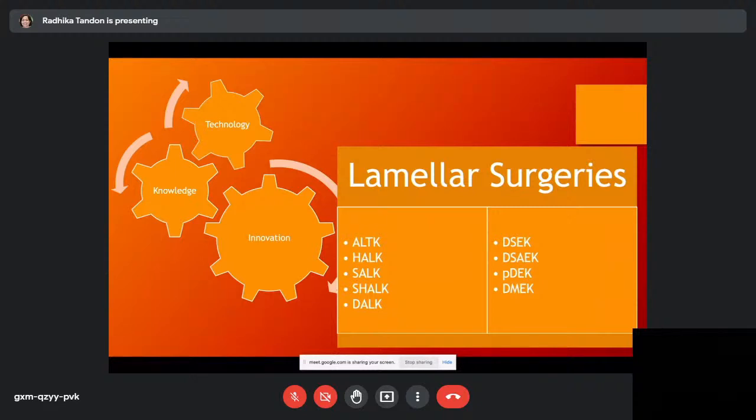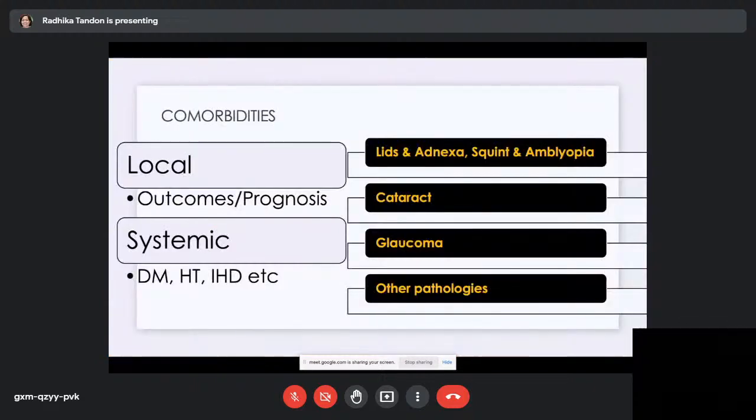We have automated lamellar therapeutic keratoplasty, hemi-automated lamellar keratoplasty, where the host is dissected manually and the donor tissue is cut with the microkeratome. Superficial or sutureless anterior lamellar keratoplasty, which is usually when the anterior 180 to 200 microns of the cornea is removed and replaced, and no sutures are required, only a bandage contact lens is applied. Superficial, hemi-automated, and of course, deep anterior lamellar keratoplasty.